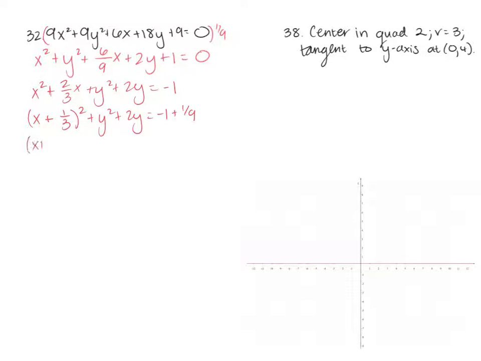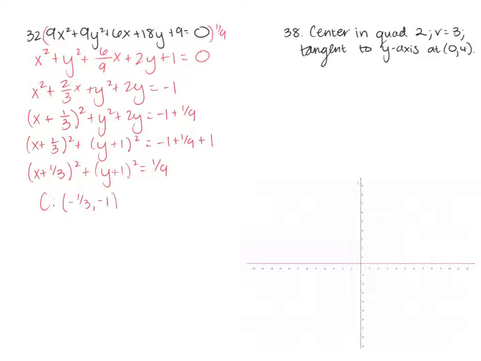And then now I'm going to complete the square of my y, so that's going to be y plus 1 squared equals negative 1 plus 1/9 plus 1. So I get x plus 1/3 squared plus y plus 1 squared equals 1/9. So that means my center is negative 1/3, negative 1, and my radius is 1/3.